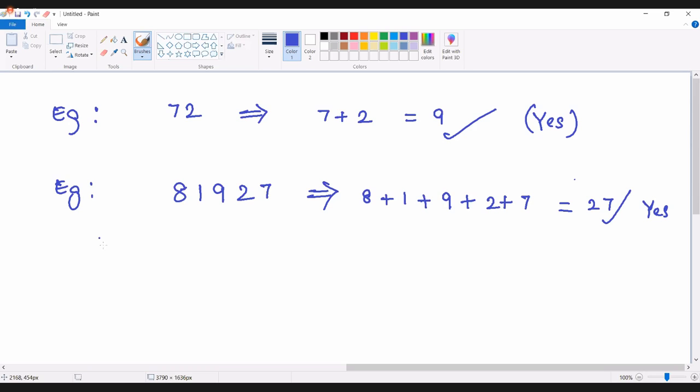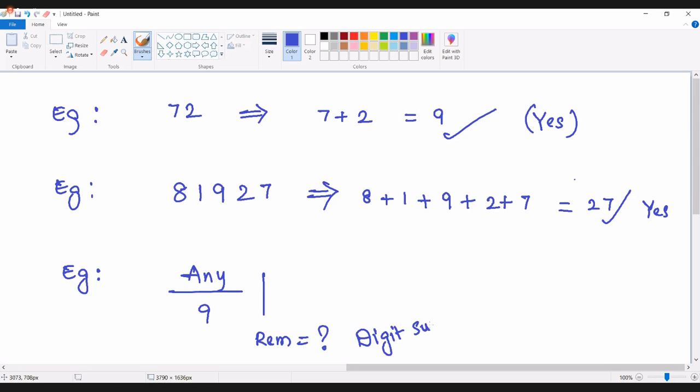So like that, any number is there. To check the divisibility with 9, what we can do is directly check the digital sum, or sum of the digits. For example, if you have any number and you are dividing with 9, if they are asking us to find out what is the remainder, then how can we find out? Remainder means you can directly check the digital sum.